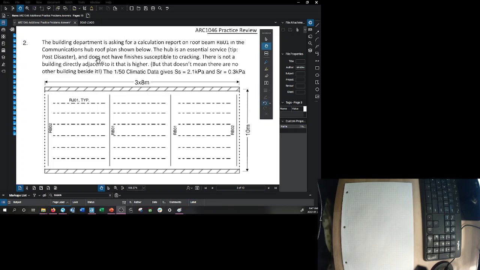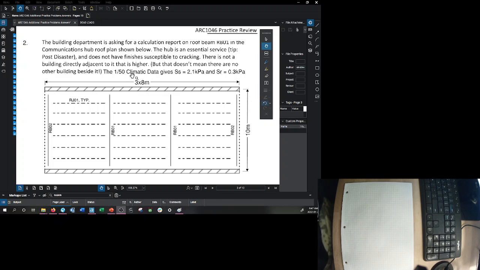So it does not have finishes susceptible to cracking, so it's not a precious building inside, so there's no drywall, there's no plaster. It's probably just an exposed ceiling with insulation on the roof. So we don't have to worry about cracking. We can follow whatever guidelines apply. There is not a building directly adjacent to it that is higher, but that doesn't mean there are no other buildings beside it. So it doesn't have wind scour on the roof, but it's not going to have accumulated snow loads on this roof.